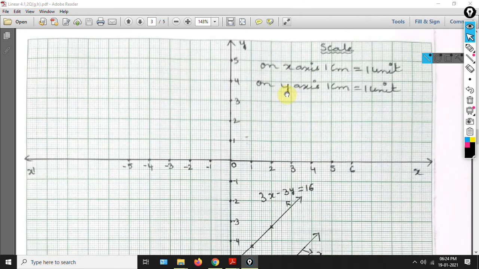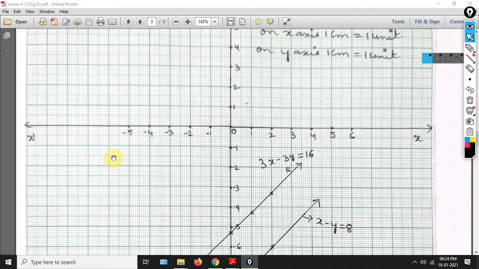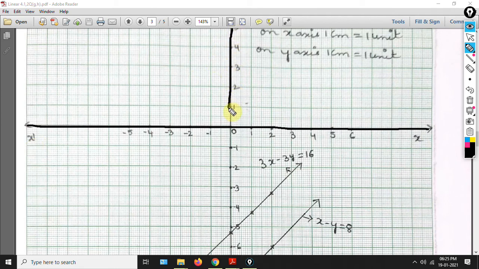So see, this is the graph paper, okay. So first of all we have to draw one horizontal line like this, and what we call this line? X-axis we call, okay. This horizontal line we call as x-axis. Here we will write x and here we will write x dash. And the vertical line we have to draw like this. And what we call this line? We call this line as y-axis, okay.